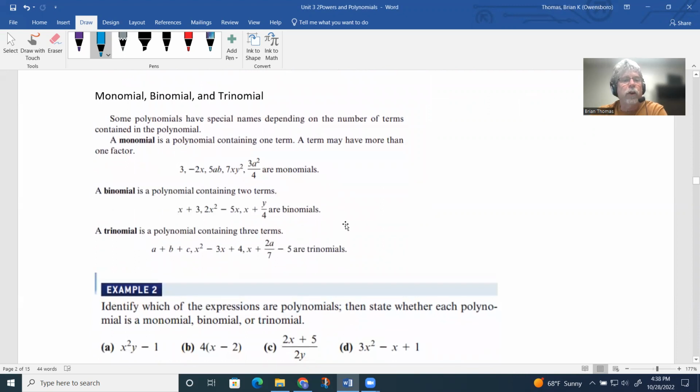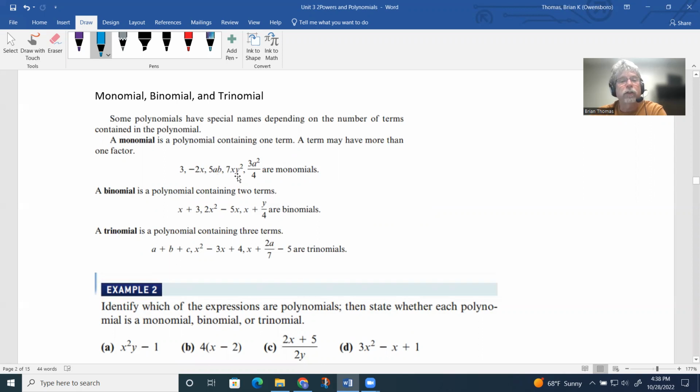So we have these words monomial, binomial, and trinomial. So these are our special names that we get into. Mono kind of means one, so a monomial is going to be a one-term expression. Now, the thing about terms is that everything within a term is going to be connected by multiplication. So notice how we have a 3, that's fine. Negative 2x, that's fine. 5 times a times b, that's fine.